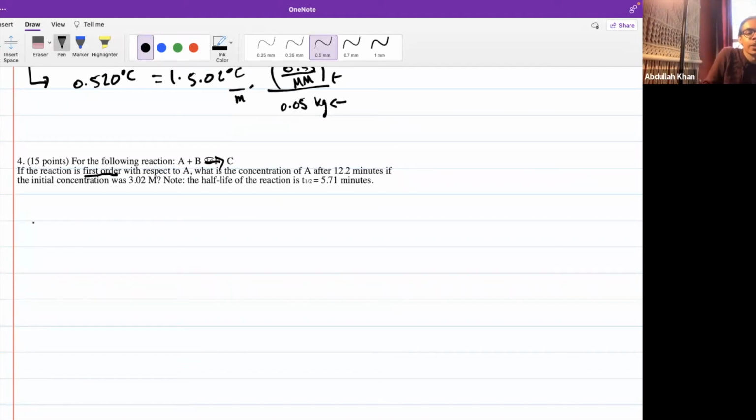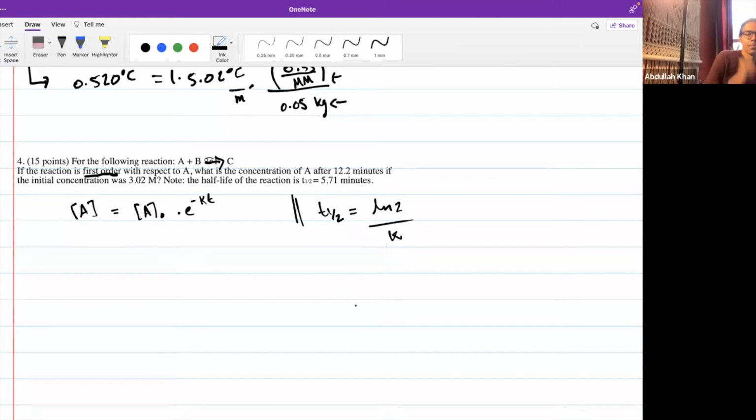What's the first order equation? It's concentration of A equals concentration of A at time equals 0 times e to the minus kt. And also, since this is first order, we have a separate equation for half-life, which is that half-life equals ln2 over k. Awesome.